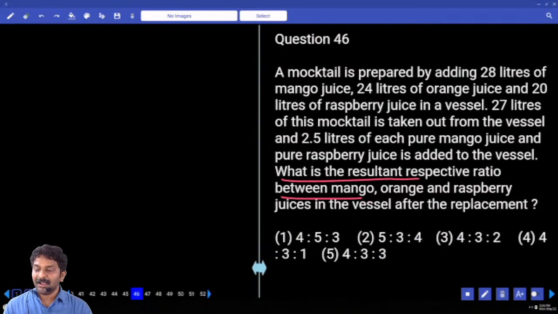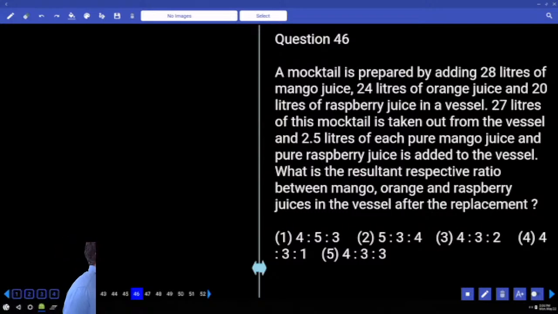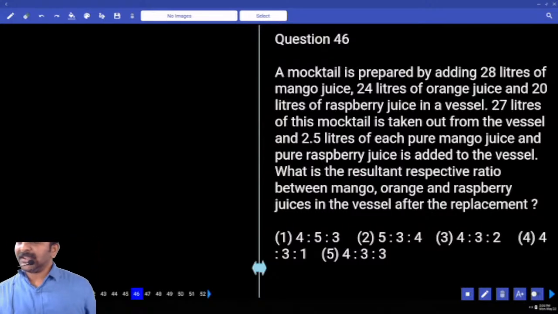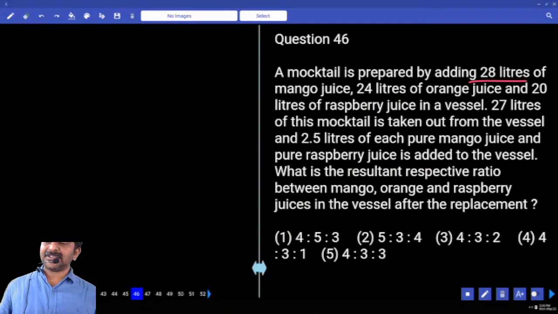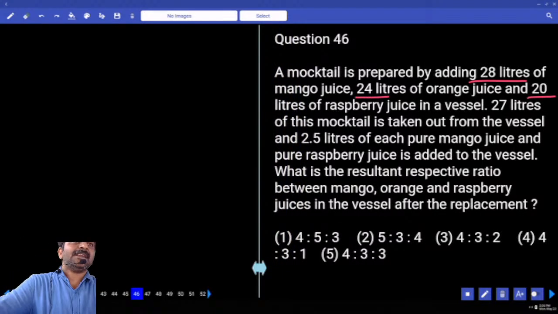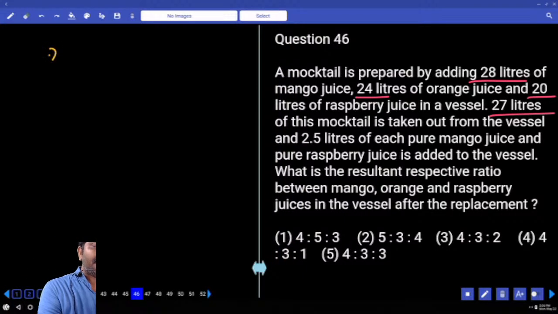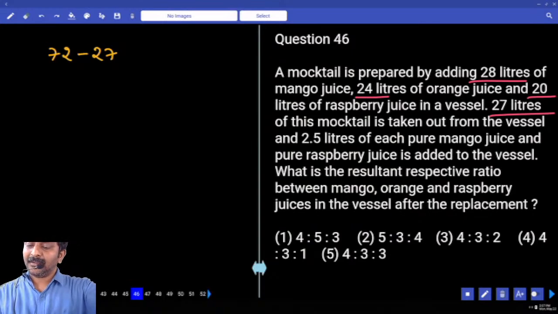Okay. Initially, how many different quantities do we have? Now tell me their quantities in terms of liters. 28, 24, 20. Total how many liters do we have? 72 liters. From that, how many liters are taken out? That means 72 minus 27. This is what remains. Then what happened?